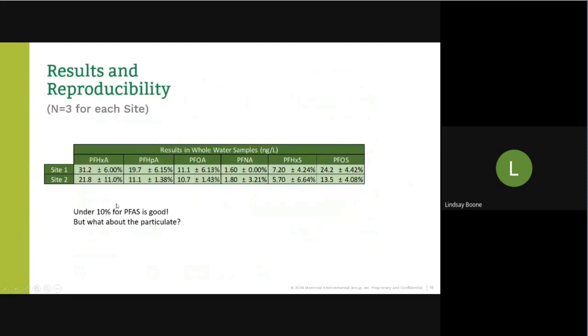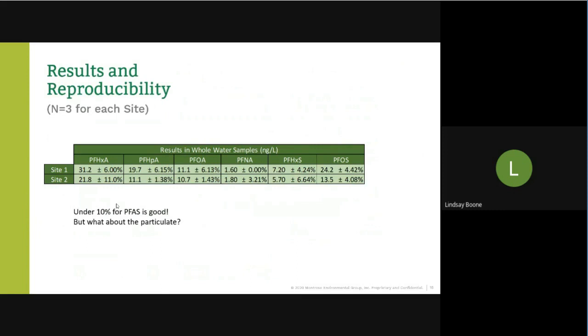We also wanted to look at overall reproducibility. So we analyzed the sample as a whole in triplicate. If you're trying to find duplicates or doing splits between laboratories, how would that work out in a complex sample matrix like wastewater? What this table represents is the percent RSD for 3 replicates. And most of the PFAS were under 10%, which is really good, when taking into account the analytical methodology as well as the complex sample matrix.